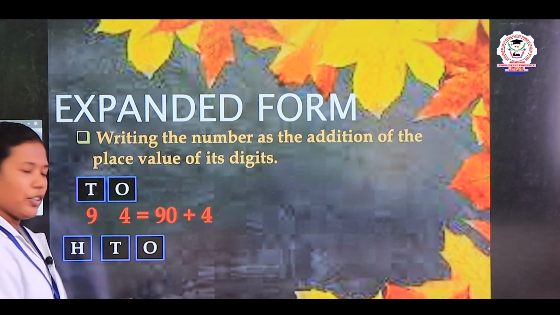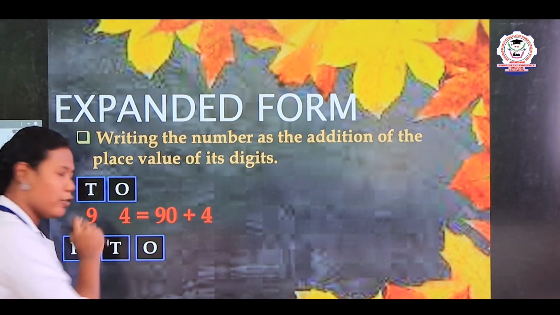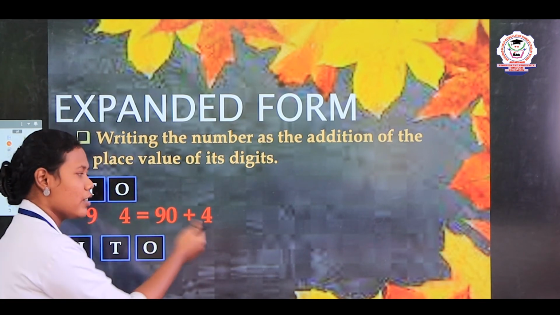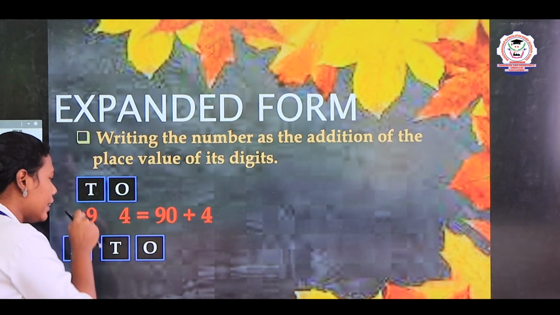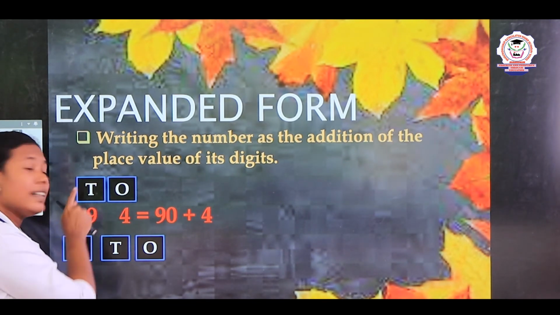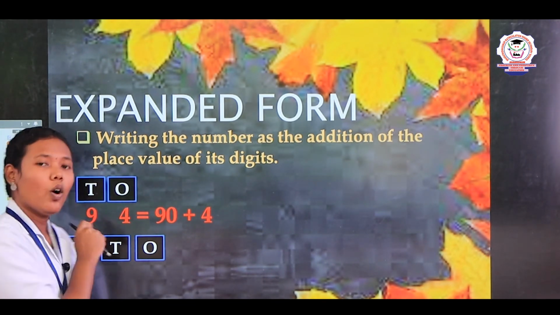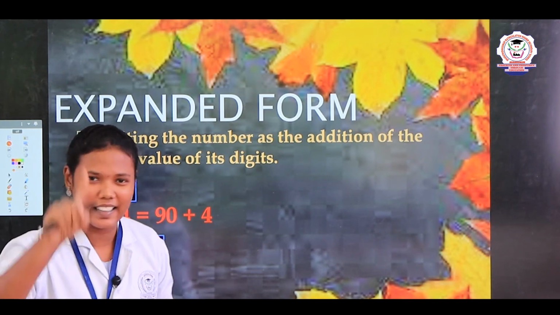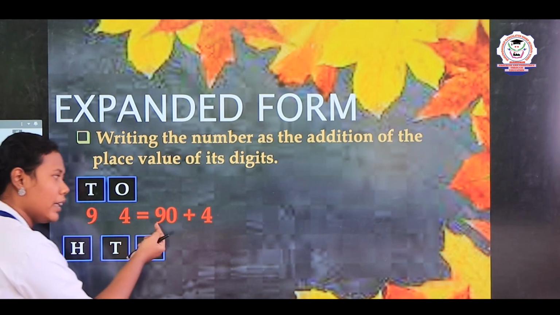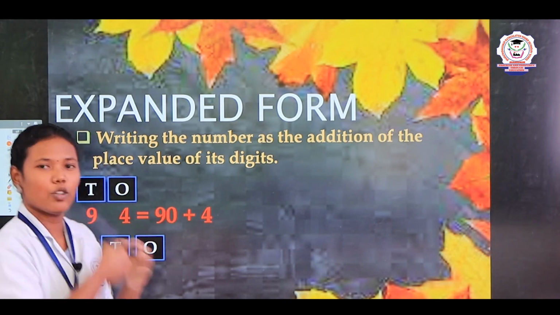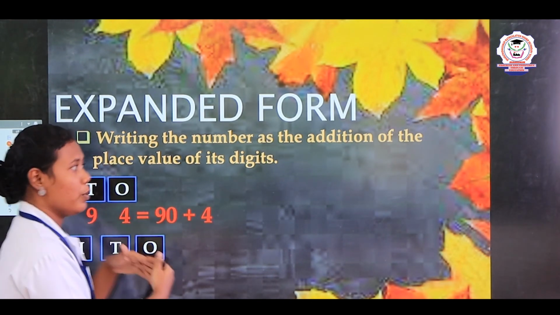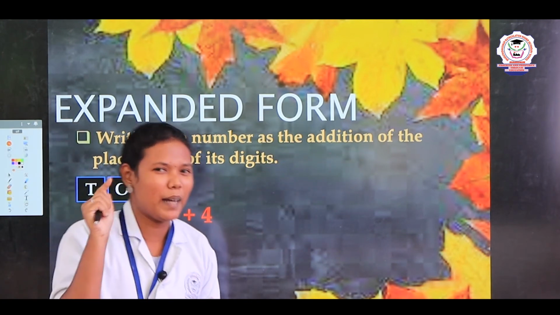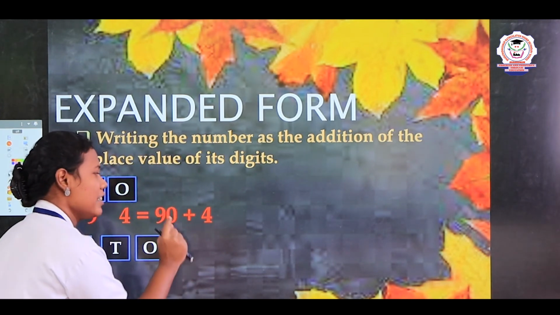Okay, children, as I told you, here the ones place is 4, right? So for ones there are no zeros, right? So there is no 0 here. And then 9. 9 is in the tens place, right? So how many zeros for 10? As I told you before, 1 zero, right? Only 1 zero. So take the number and add only 1 zero with that, and as I told you before, it is an addition. So for addition, what will we use? We will use the plus symbol, right? So here it is plus.